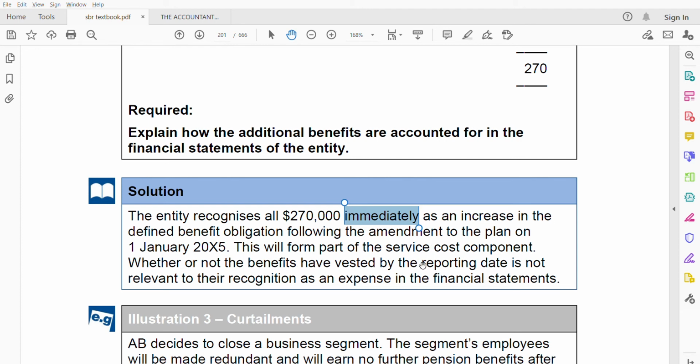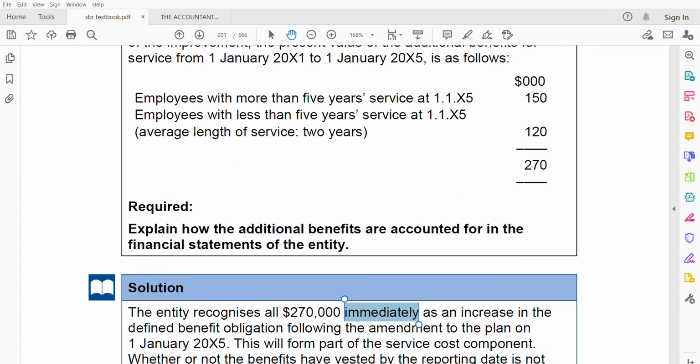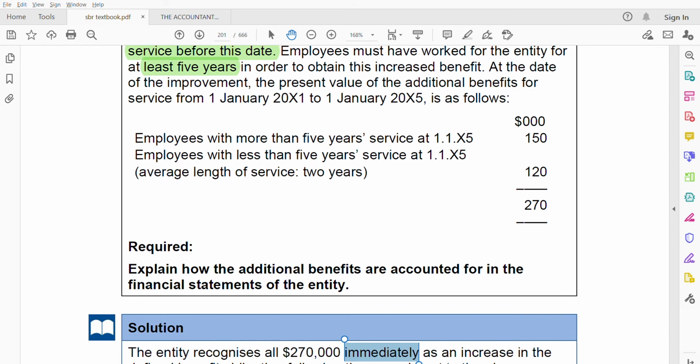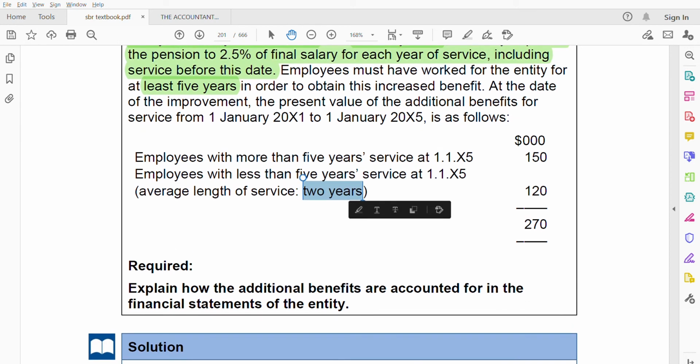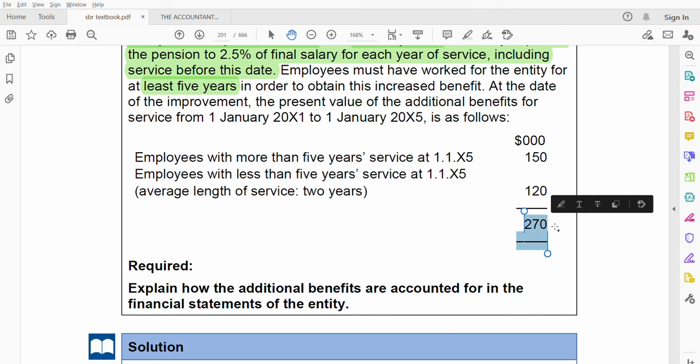What does it mean, whether or not they are vested in the reporting date? So here they have worked for 2 years. They have told that to get the increased benefit, okay, they must have worked at least 5 years in order to obtain the increased benefit. So this they have worked for 2 years, this they have worked for more than 5 years. But why are they taking then full 270? Because they told that the condition is that they should at least work for 5 years.